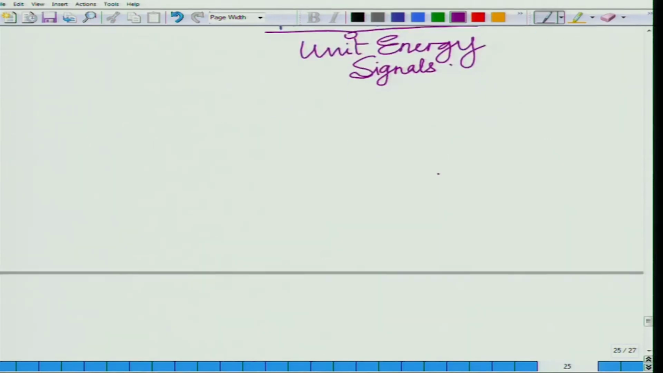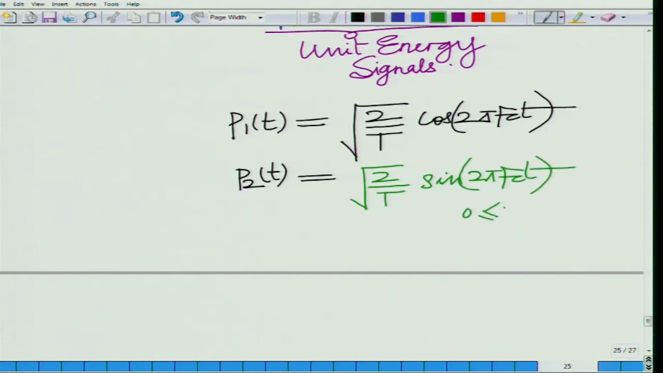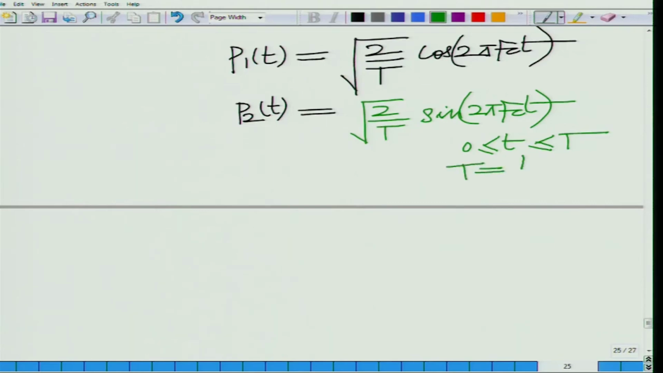Now, unlike FSK, we have p1(t) equals square root of 2 over T cosine 2 pi f c t, and p2(t) equals square root of 2 over T sine 2 pi f c t, both for 0 less than or equal to t less than or equal to T, and T equals k over f c, that is, the duration spans an integer number of cycles. This we have seen several times before.